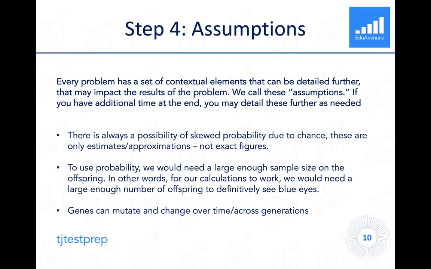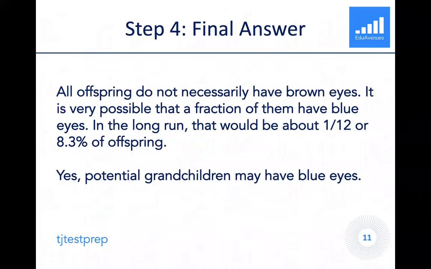And then finally, when we think about science, another thing to keep in mind is that genes can mutate and change over time across generations. So, especially when it comes to eye color, there may be environmental considerations that impact exactly what happens in the real world. So Punnett squares are just mapping out what's most likely to happen, but there are of course other factors that might play into it.